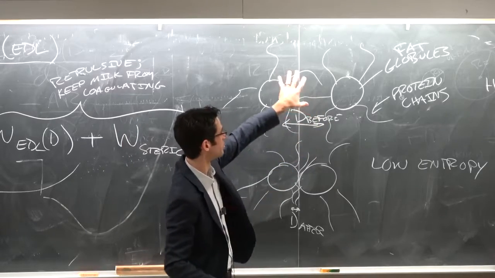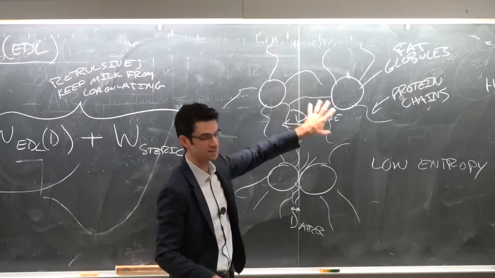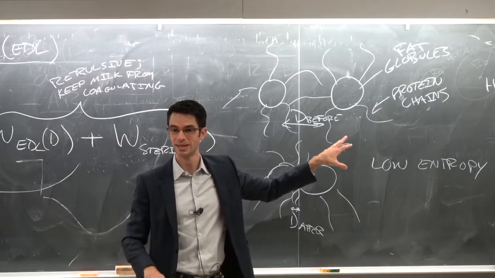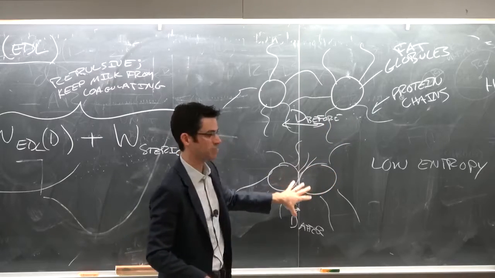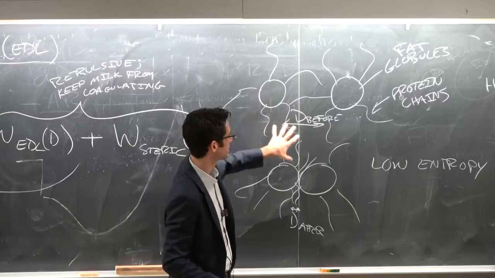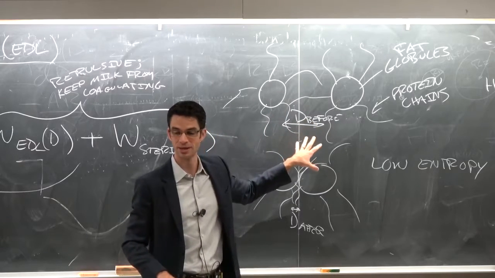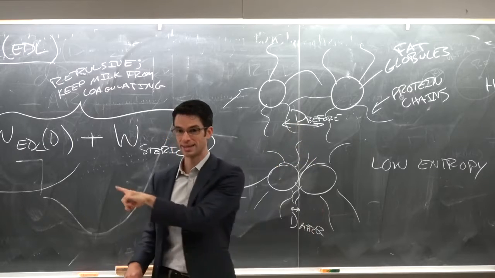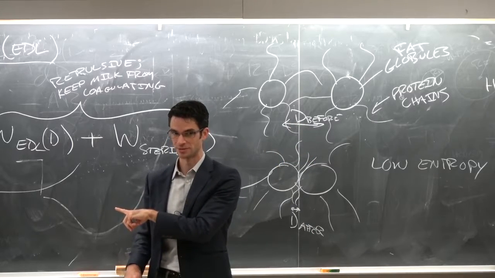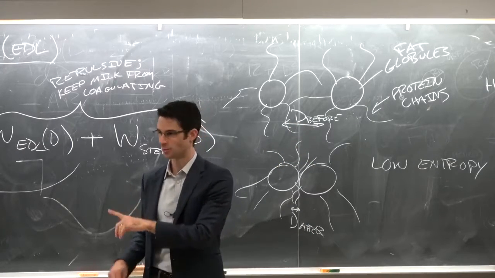But if you have a multi-component system like this, you have to also keep in mind what's happening to the entropy. The reason I bring this up is because the reason why the steric force is repulsive is actually the same reason why the electric double layer force is repulsive. And here's why.